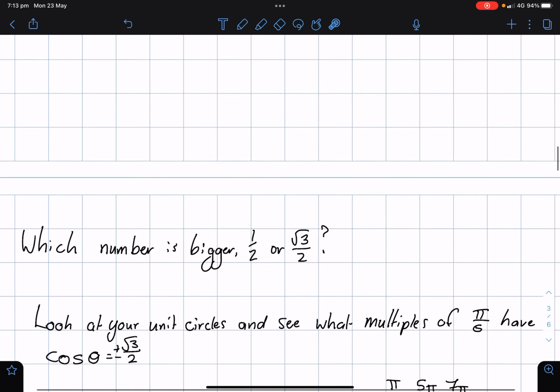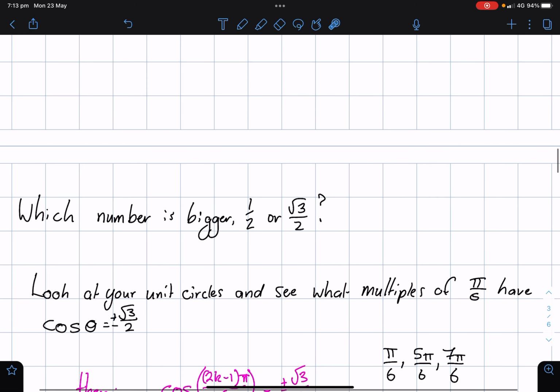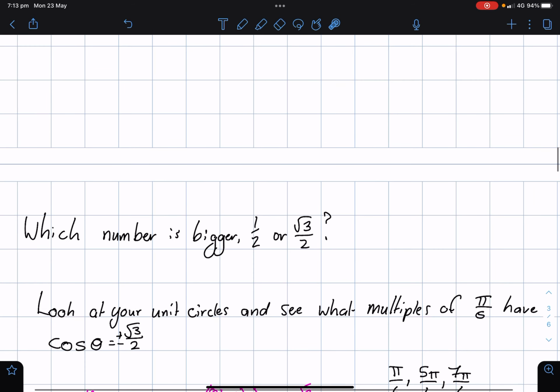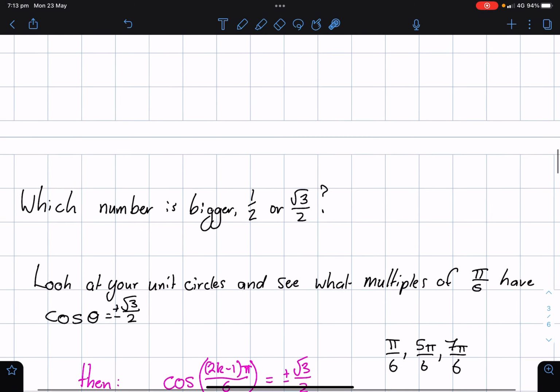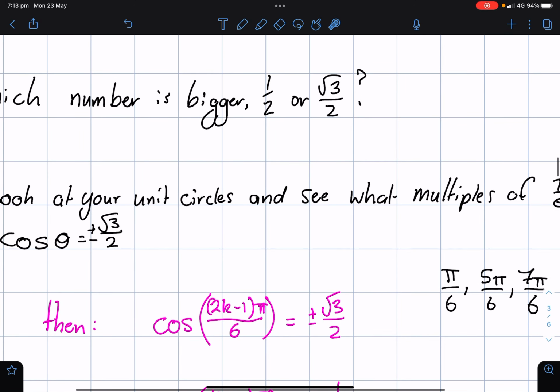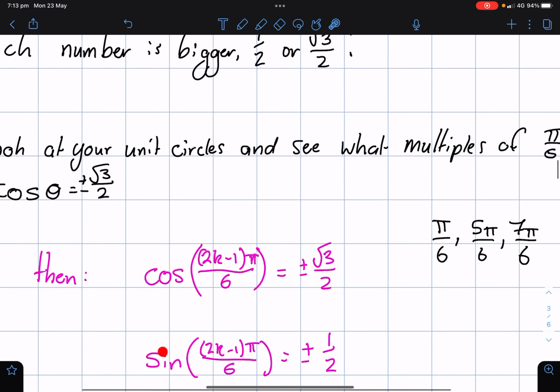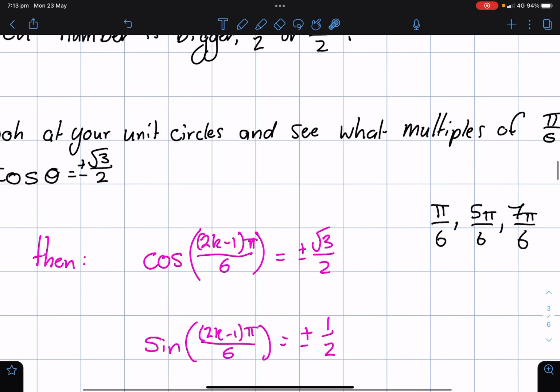So, hopefully you guys have noticed that all of the odd multiples of pi on 6 actually have a cosine of plus or minus root 3 on 2. So this is how we write this. An odd number is 2 times any number k, so 1, 2, 3, 4, 5. What that does, that creates an even number, and then if we just take one away, that's always going to give us an odd number. So cosine of an odd multiple of pi on 6 will equal plus or minus root 3 on 2, which in turn means the sine of that odd multiple will be plus or minus a half.